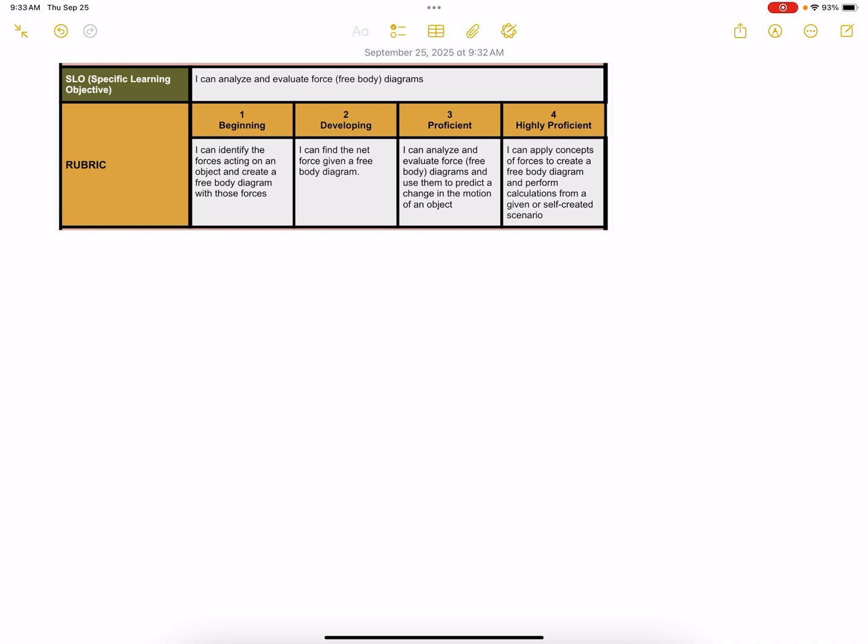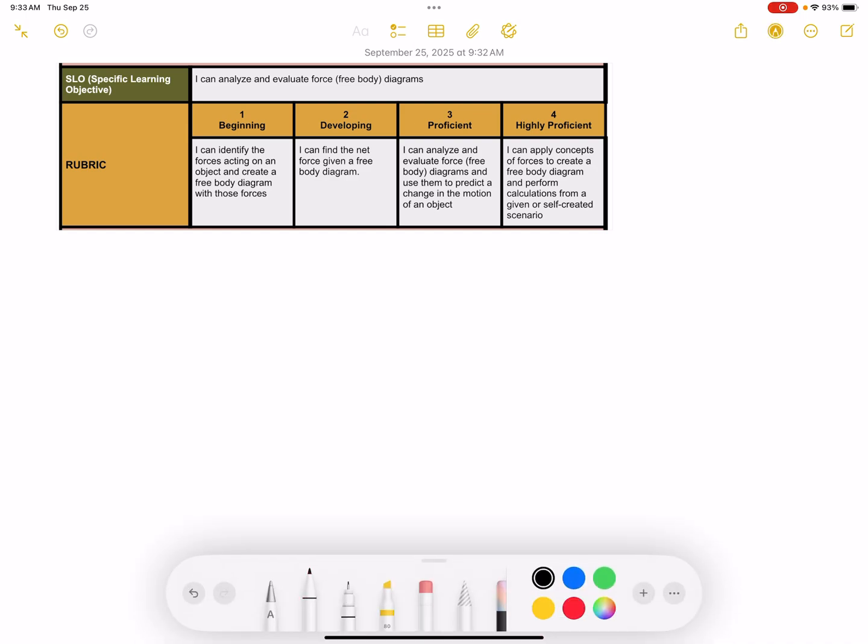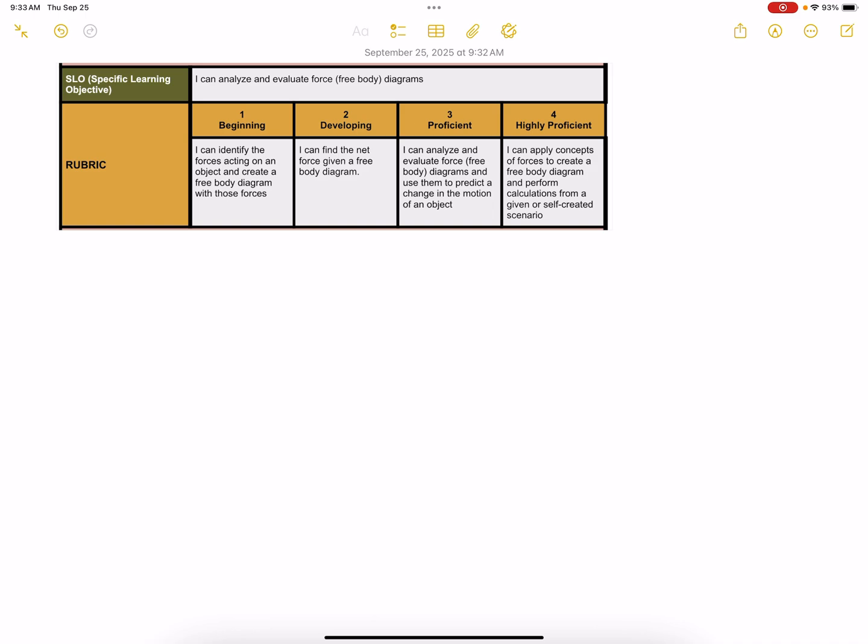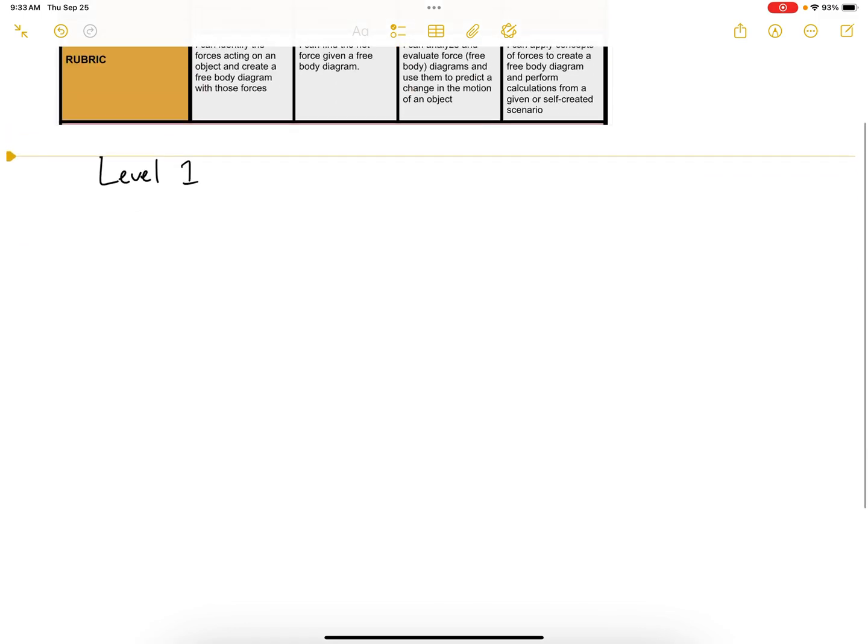I want to go over these levels one by one and make sure that we understand the expectation for what you have to do at each level. So for our level 1 example, it says, "I can identify the forces acting on an object and create a free body diagram with those forces."